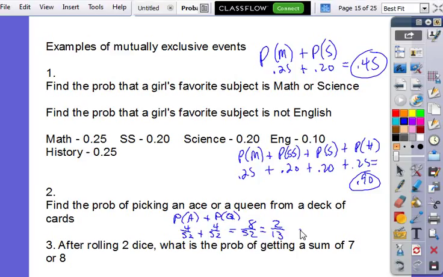All right, now you may have to go back and look at that chart we did before. After rolling two dice, what is the probability of getting a sum of a 7 or an 8? How many 7s were in that chart? 6. So the probability of a 7 would be 6 over 36, plus the probability of an 8 was 5 over 36, so the total was 11 over 36. So if they are mutually exclusive and cannot happen at the same time, you find the first one, find the second one, add them up, you got your answer.